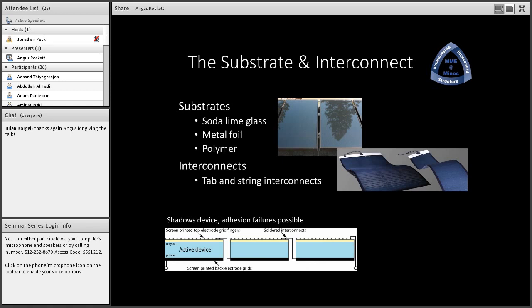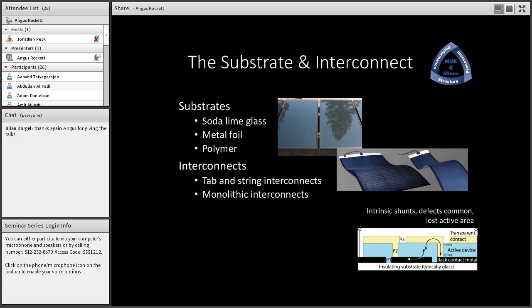In terms of interconnects, there are two. One is the tab and string approach, similar to what's used in silicon, with some sort of a grid on the top. I've shown here screen printed, but you can use a wire interconnect that's attached by pressure contact or some such to the top of the device. And then those wires run across and connect the back of the next device over. The contact fingers do shadow the device somewhat, which can be a bit of a problem. And there are adhesion failures possible.